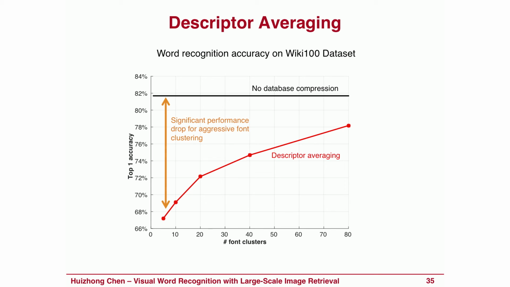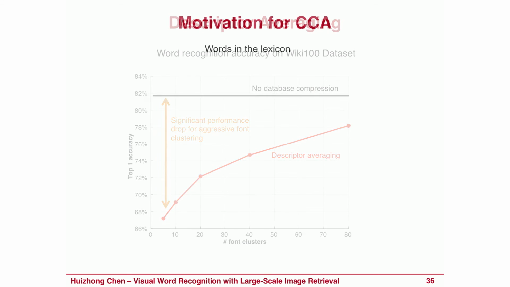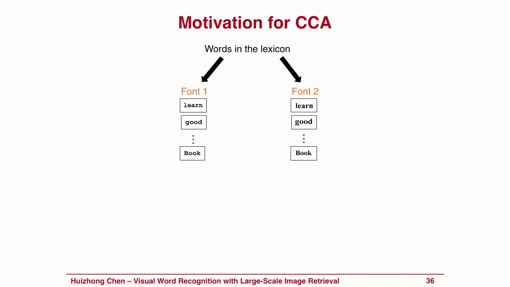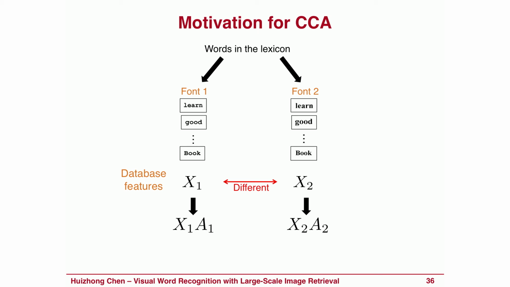This motivates us to look for an alternative method for feature aggregation. Consider the set of words in the lexicon. If we take 2 views on these words, they correspond to the 2 different font representations. We compute the database features for these 2 fonts. Since the fonts are dissimilar, the database features are also different across 2 fonts.